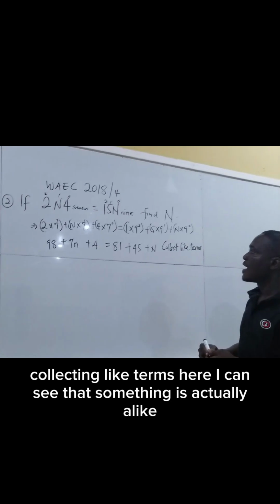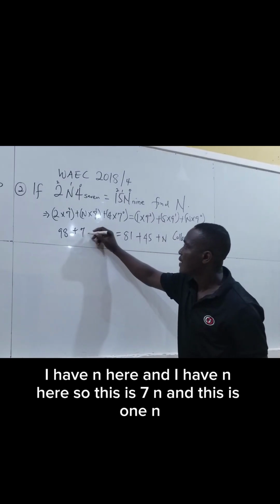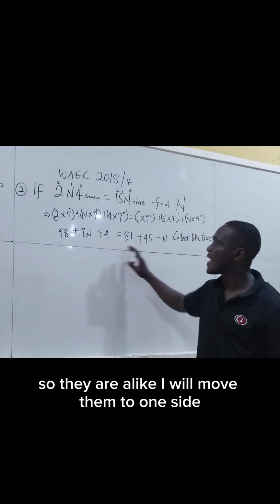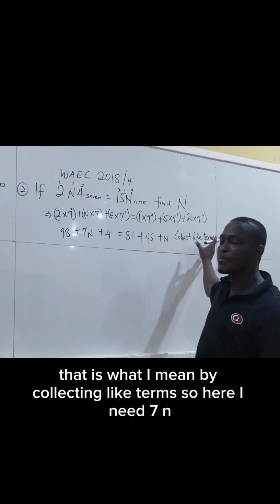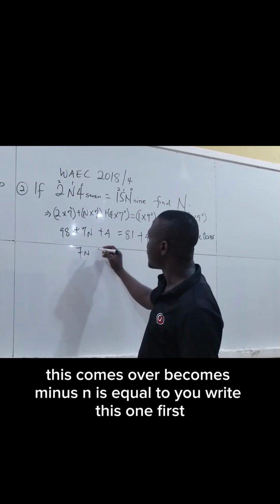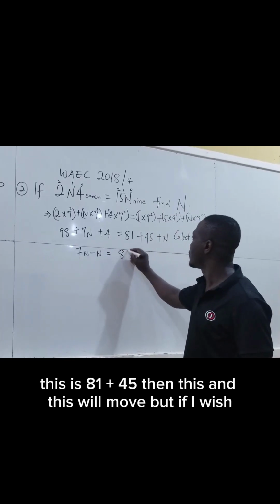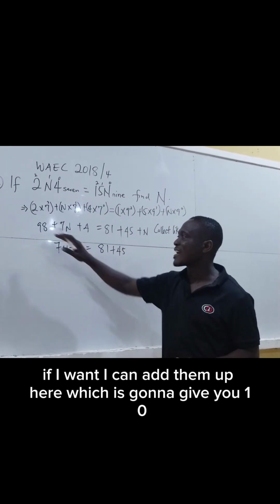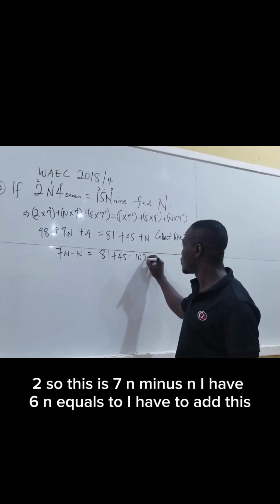Collecting like terms here, I can see that something is actually alike. I have n here and I have n here. So this is 7n and this is 1n. So they are alike. I will move them to one side and then move the numbers there to the other side. That is what I mean by collecting like terms. So here I need 7n. This comes over and becomes minus n is equals to, write this one first. This is 81 plus 45. Then this and this will move. But if I want, I can add them up here, which is going to give me 102. I'll now say minus 102.